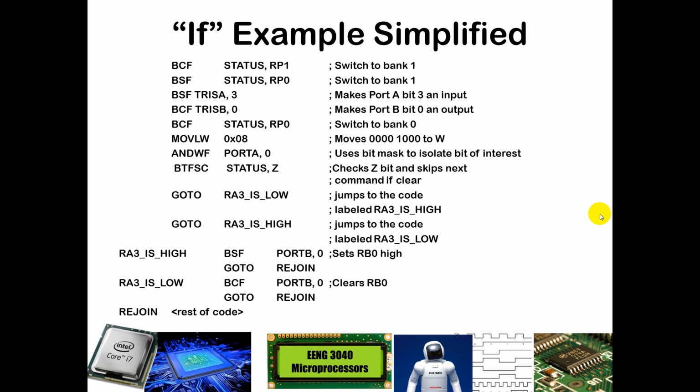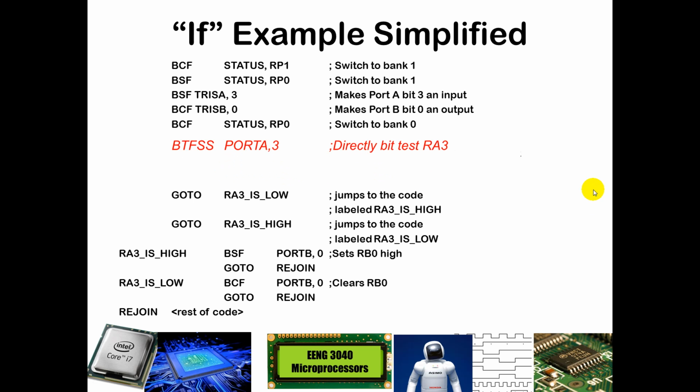So we can replace the mask being put in with a literal value, the ANDing, and this bit test of the status register with just a single line of code. We can do a bit test on port A bit 3. And here we're going to do a bit test F skipping if set. So if port A bit 3 is high, we're going to go down to here. If it's not, we're not going to skip, and we'll just fall down to here. The rest of the code stays the same. So here's one way to do a simple if statement.